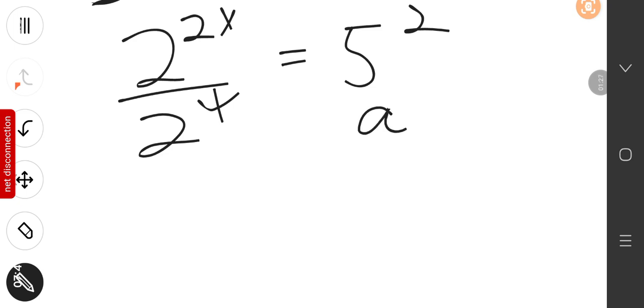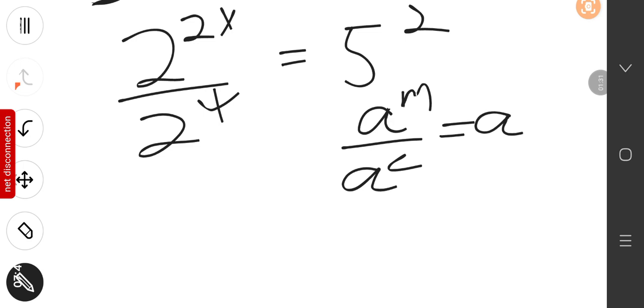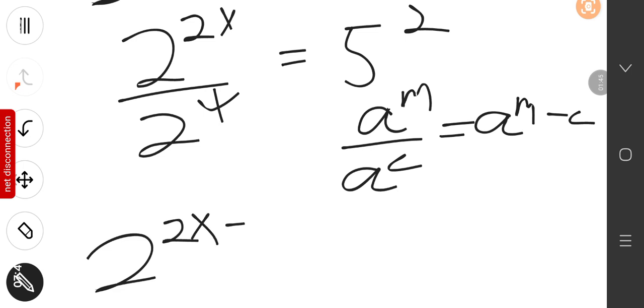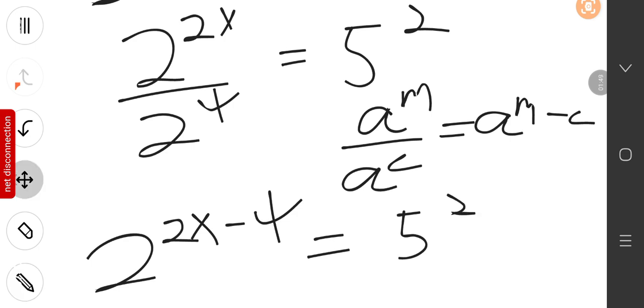All right, now let's state the quotient rule. Now, if you have a exponent m over a exponent c, this equals a exponent m minus c, okay? All right, so this is m minus c. So our equation becomes 2 exponent 2x minus 4 equals 5 squared, okay?